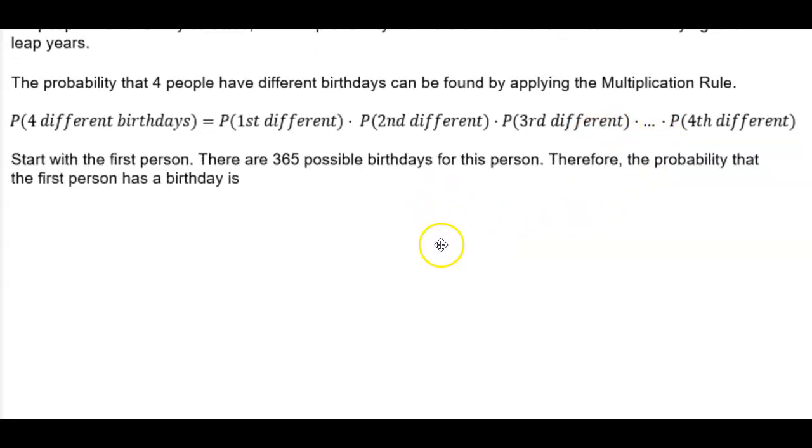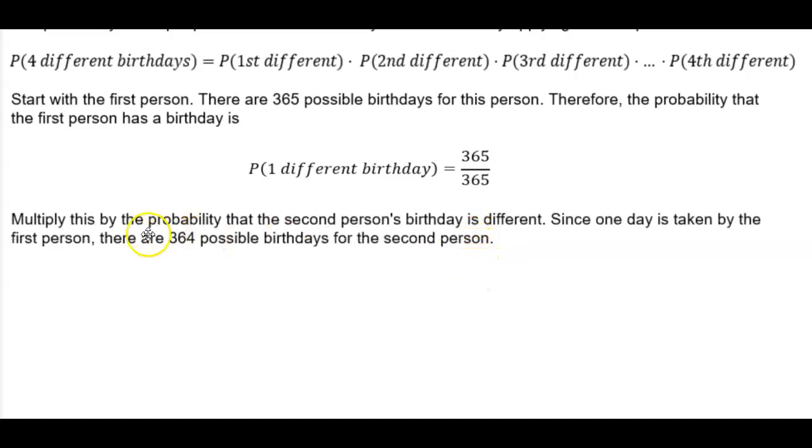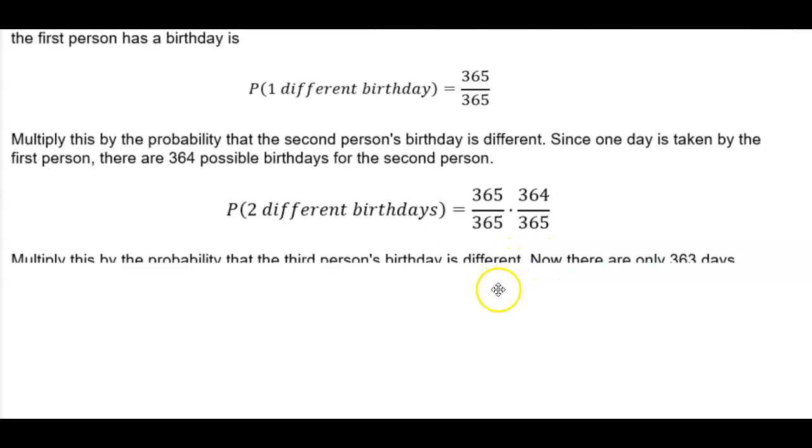Now, we start with the first person. There are 365 possible birthdays for this person. Therefore, the probability of the first different birthday is equal to 365 divided by 365, which is actually equal to 1. Now we're going to multiply this by the probability that the second person's birthday is different. Since 1 day is taken by the first person, there are now 364 possible birthdays for the second person. So the probability of 2 different birthdays is equal to 365 divided by 365 times 364 over 365.